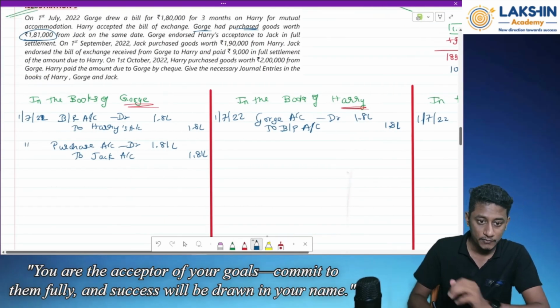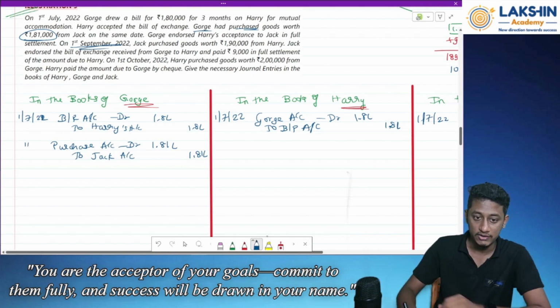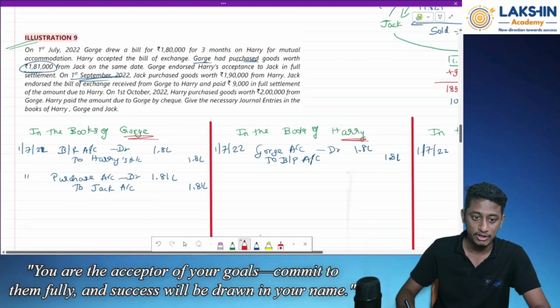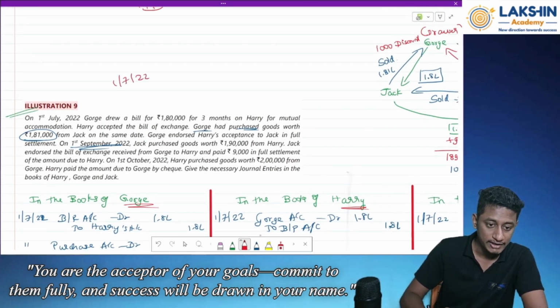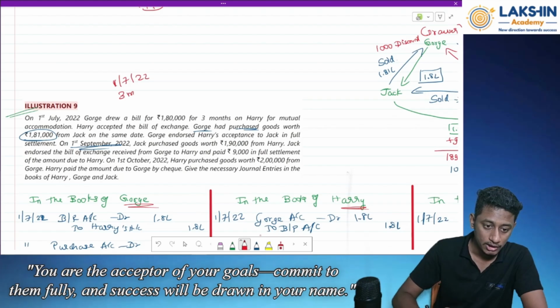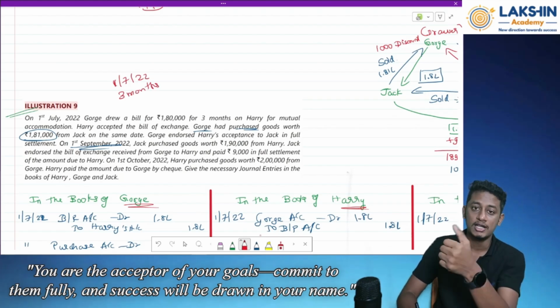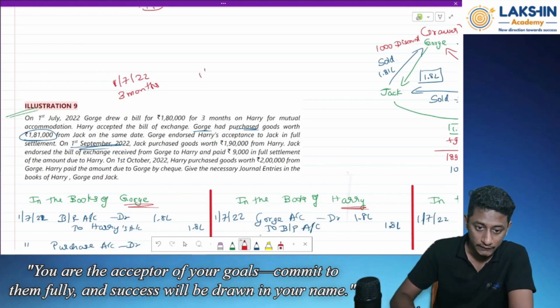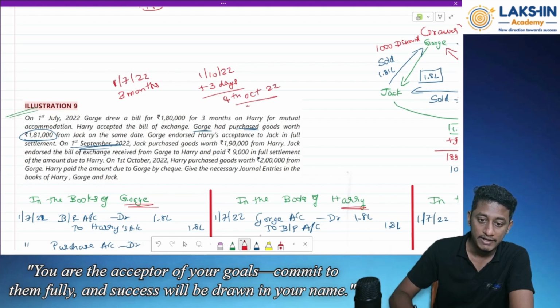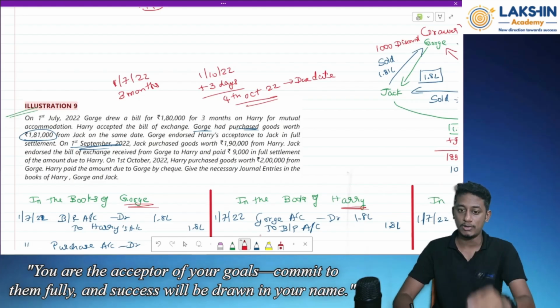On what date? On 1st of September. First of all, find out the due date of the bill. When was the bill drawn? On 1st of July 22, for 3 months. So 3 months would be July, August, September. After September, October. So 1st of October 22 plus 3 days grace period, that will be 4th of October 22, the due date of the bill. Okay, remember this.